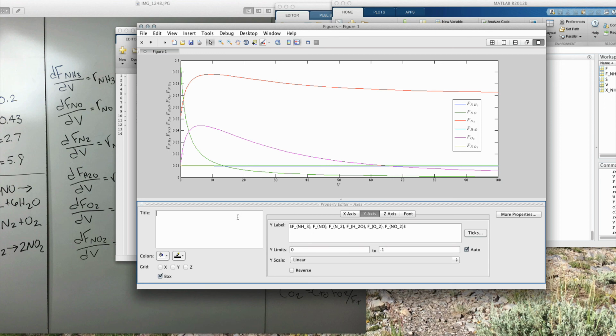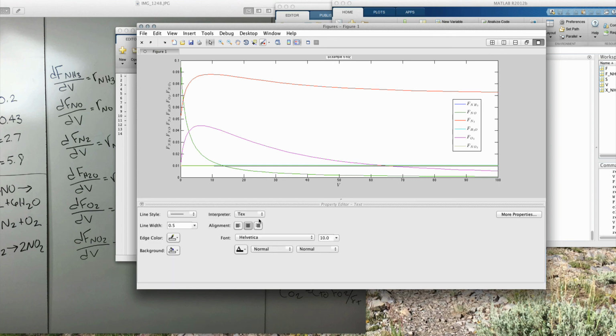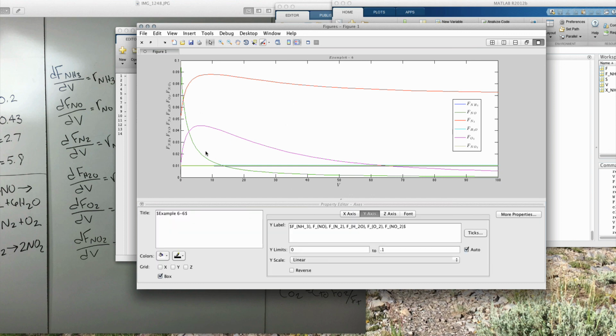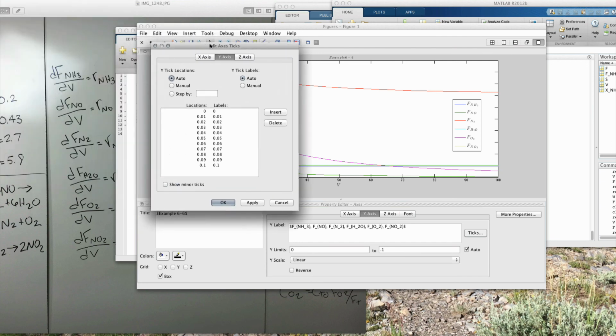And I haven't put a title in yet, so for the title, I'm just going to say example 6-6. Double click on this, change that to LaTeX. And then just to show you, you can also change the ticks on this, because I'm kind of noticing that the y-axis looks, I mean, it actually looks okay, but I'm going to show you how you can change the ticks.